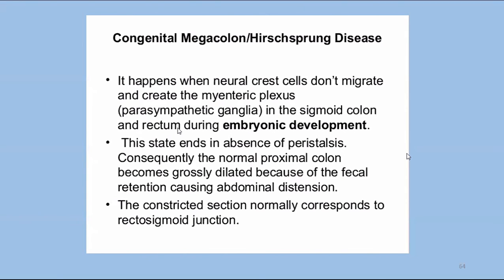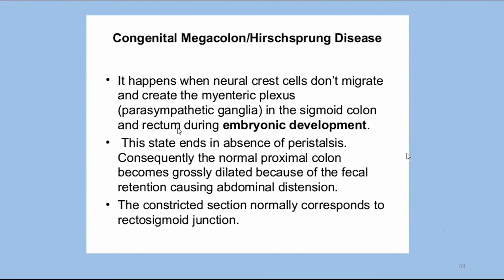It happens when the neural crests don't migrate and create the myenteric plexuses in the distal, usually in the rectosigmoid junction. So when the area becomes aganglionic, it fails to relax. It is maintained in its contracted state. So this state ends in the absence of peristalsis. So wala siyang contraction, walang peristalsis.